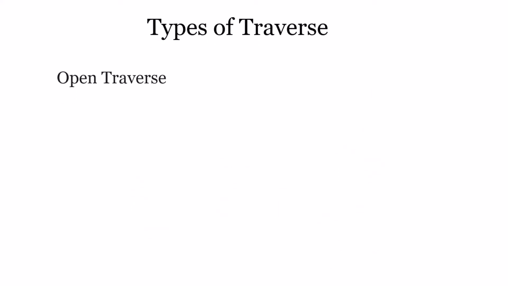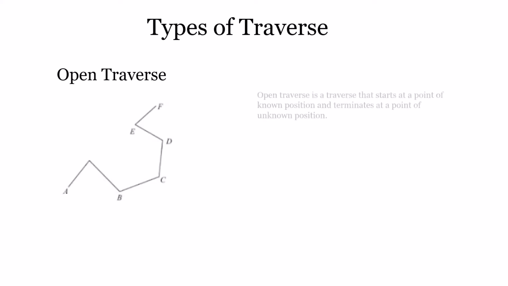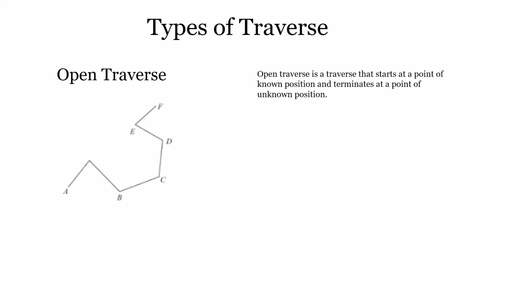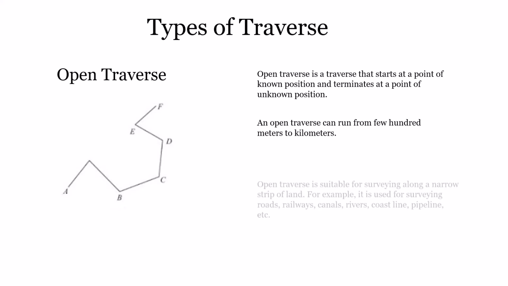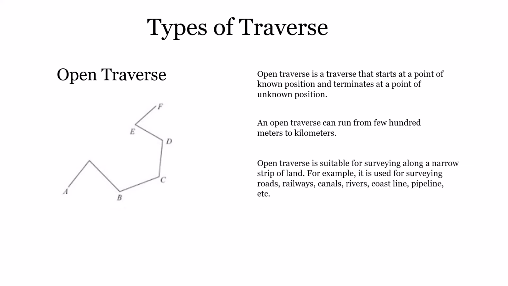Open traverse is a traverse that starts at a point of known position and terminates at a position of unknown coordinates. In the figure, A is a point where the traversing starts, whose coordinates are already known, and F is a point where the traverse ends and whose coordinates are unknown. An open traverse is suitable for surveying along a narrow strip of land, for example, for surveying roads, railways, canals, rivers, coastlines, pipelines, etc.